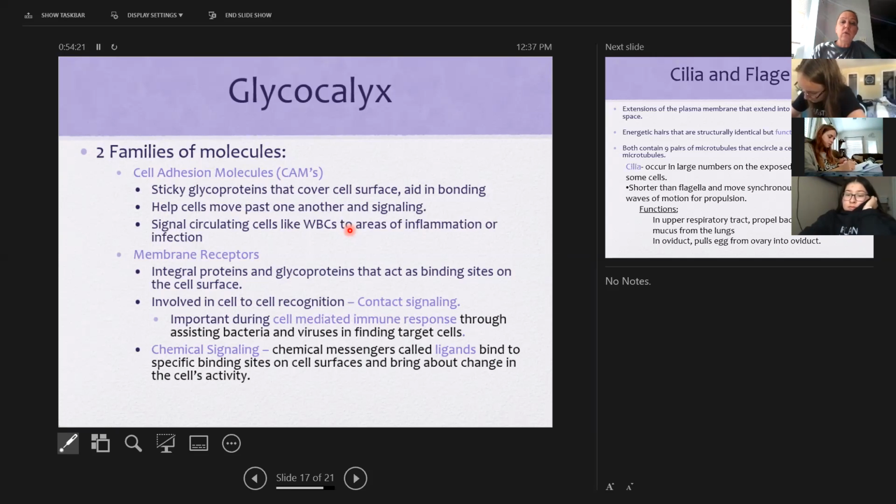As I said, the glycocalyx is also going to be for immune response. It's what targets strangers, it's what targets bacteria and viruses, but leaves your own cells alone. This is known as contact signaling. This is where we recognize who is supposed to be here and we target those that are not supposed to be here. So that's the whole point of our glycocalyx: identification and movement.